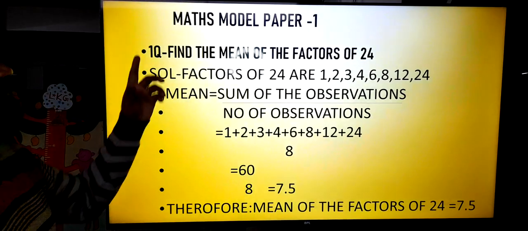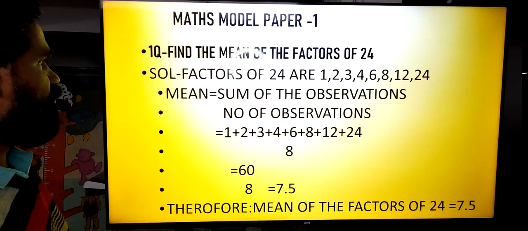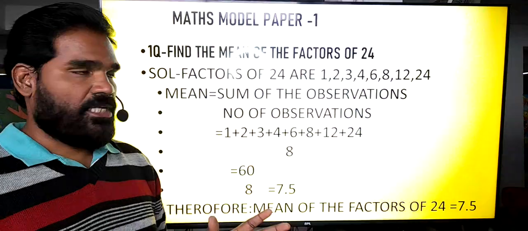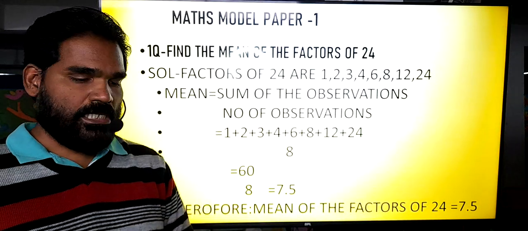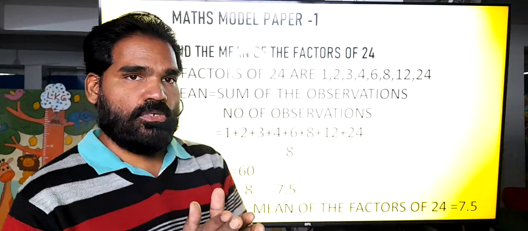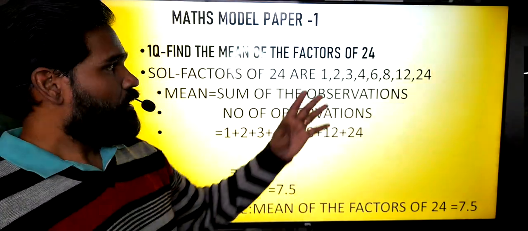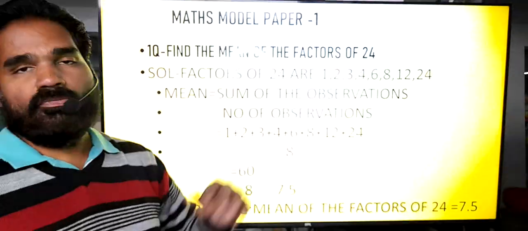So here in the first question we have, find the mean of the factors of 24. Okay, we're finding the mean, which means average. When we say mean, it means a score that is taken from all the scores. It is a final score that actually expresses all the scores altogether. So we have the mean of the factors of 24.